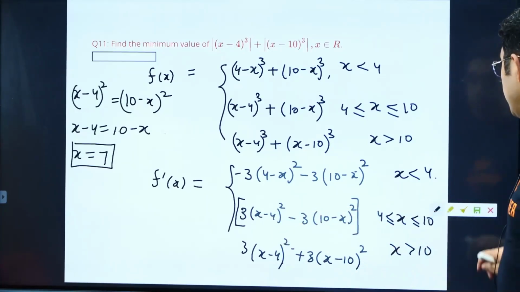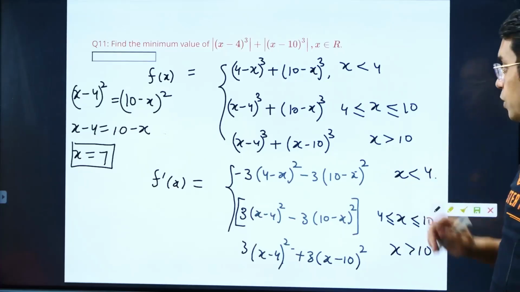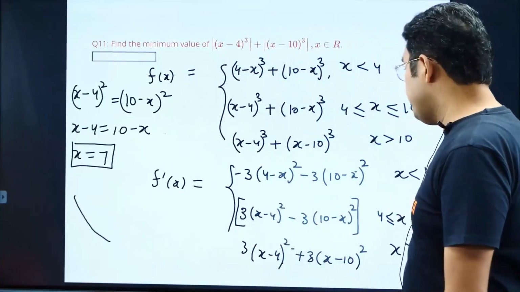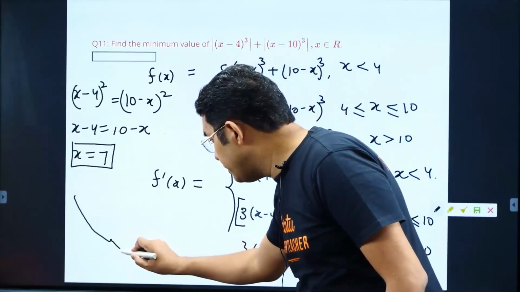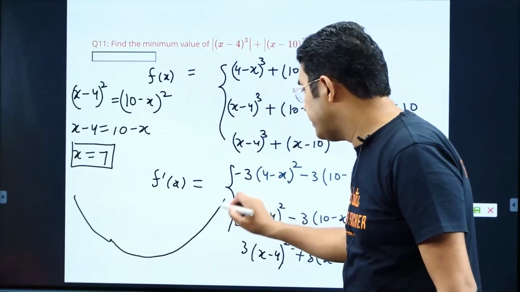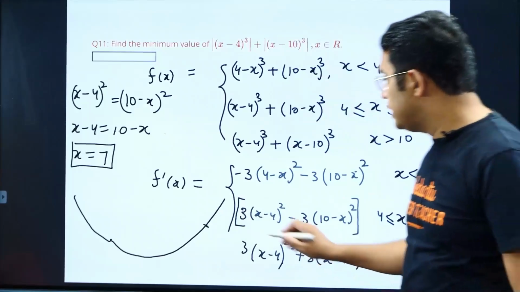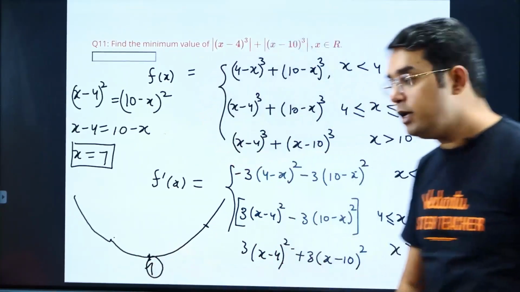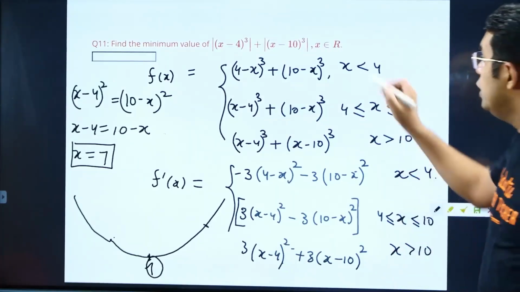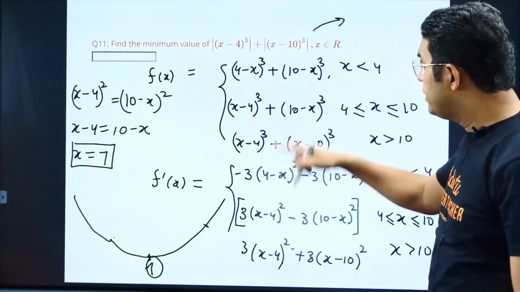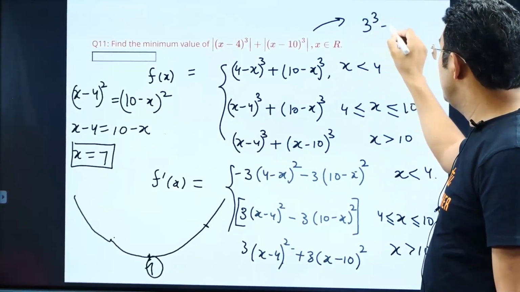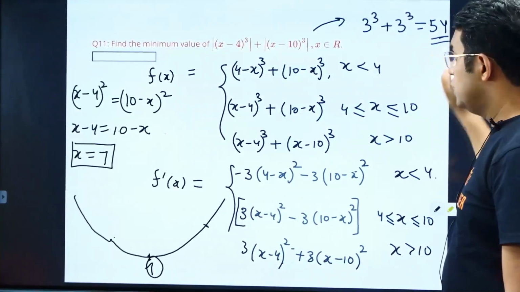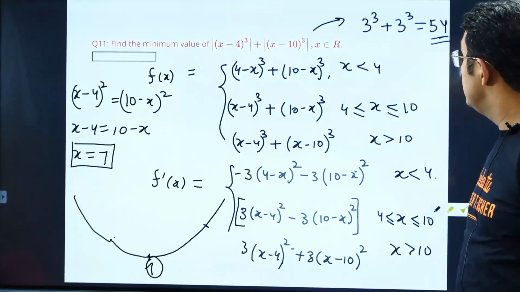Okay, now I think we are in a position to conclude that before 4 the function is decreasing, between 4 and 10 in the beginning it is decreasing, then it becomes increasing, and after 10 again it is increasing. So there is only one point of minima, that is 7, and there we will find the minimum value. If you put x equal to 7, it will be 3 cube here and 3 cube here. So the answer will be equal to 54. So that is the solution of this question.